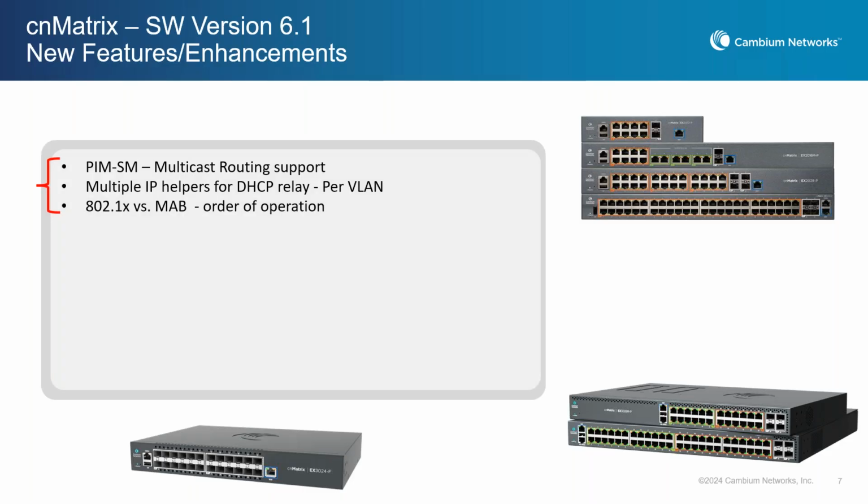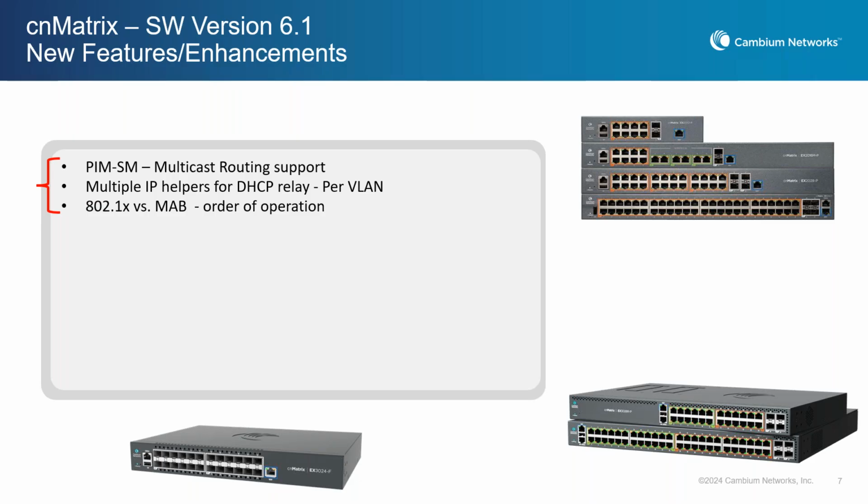And what do we have? These first 3 features that I've listed are features that I'm going to do a deep dive on. I have some slides dedicated to each of these 3 items: PIM-SM, multiple IP helpers for DHCP relay, and some authentication and authorization security features, 802.1x with MAB. We've supported those features in the past, but we've enhanced them with some additional flexibility, and I'll go through that.